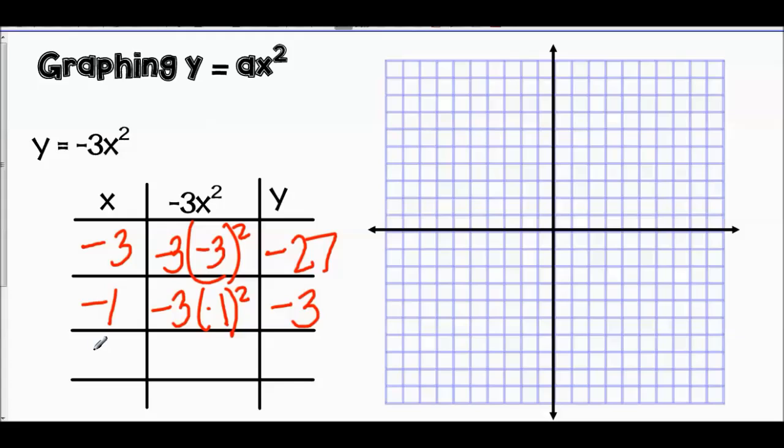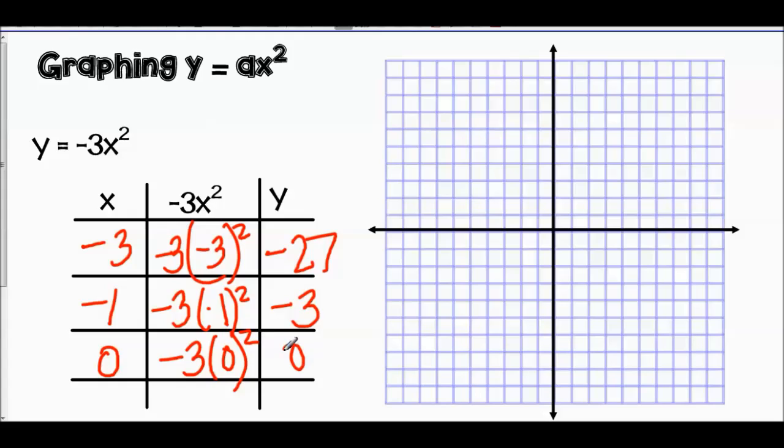Okay, actually I probably should put a 2 in there because negative 27 is going to be like way down here. So let's go with, let's put 0 in there. Negative 3 times 0 squared would be 0.